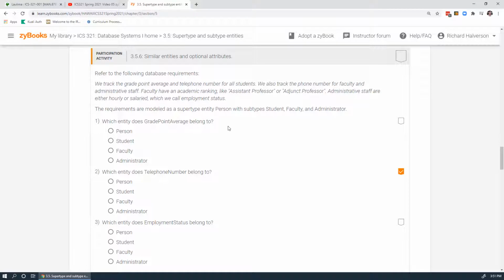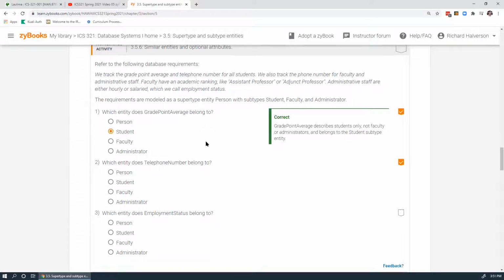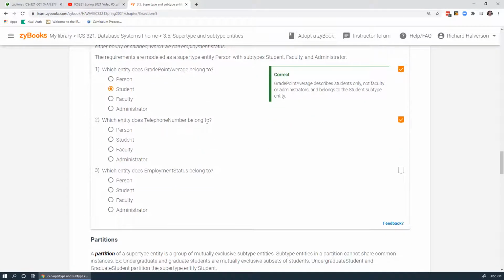Which entity does grade point average belong to? Well, I guess it belongs to the student, not the person, the student. Which entity does telephone number belong to? It belongs to a student, a faculty, and an administrator, which are subtypes of the supertype person. They can all have phone numbers, so I would guess it's this one.